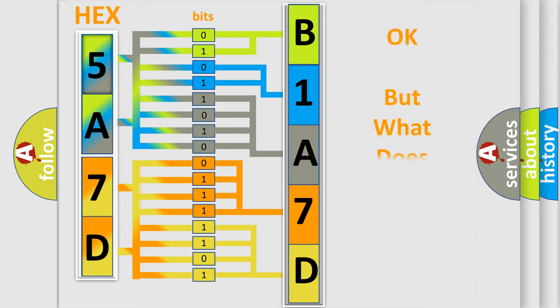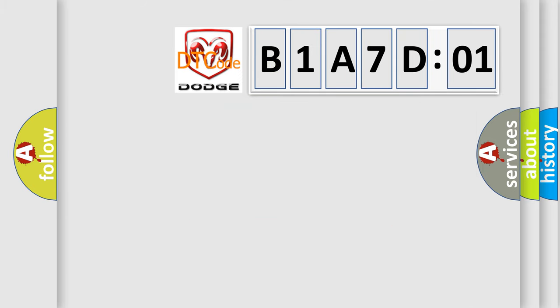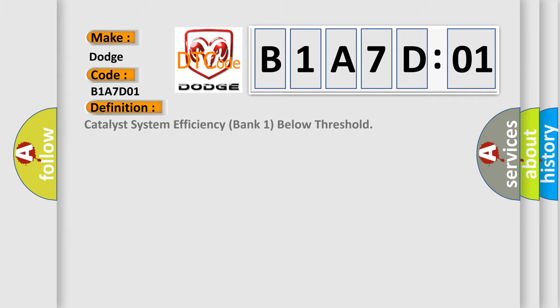The number itself does not make sense to us if we cannot assign information to what it actually expresses. So, what does the Diagnostic Trouble Code B1A7D-01 interpret specifically for Dodge car manufacturers? The basic definition is catalyst system efficiency bank 1 below threshold. And now this is a short description of this DTC code.